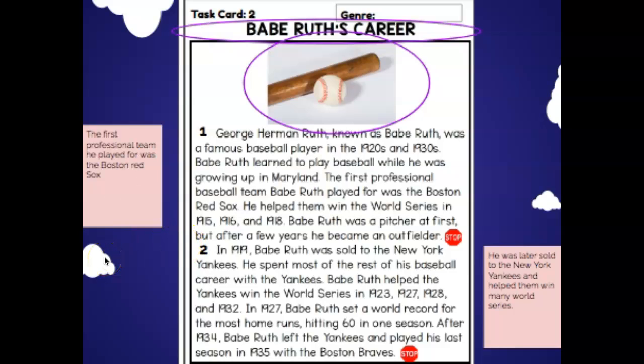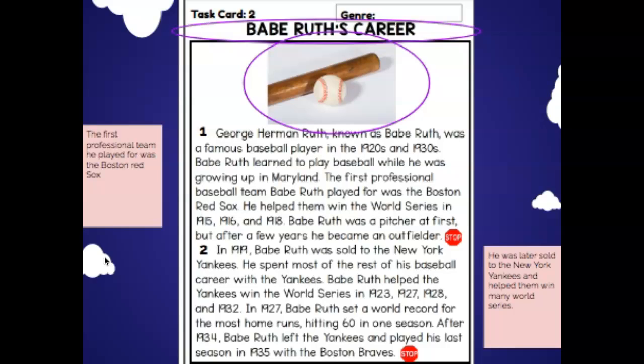Paragraph 2. In 1919, Babe Ruth was sold to the New York Yankees. He spent most of the rest of his baseball career with the Yankees. Babe Ruth helped the Yankees win the World Series in 1923, 1927, 1928, and 1932. In 1927, Babe Ruth set a world record for the most home runs, hitting 60 in one season.